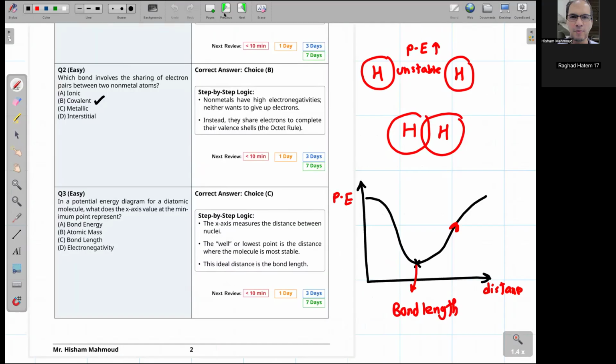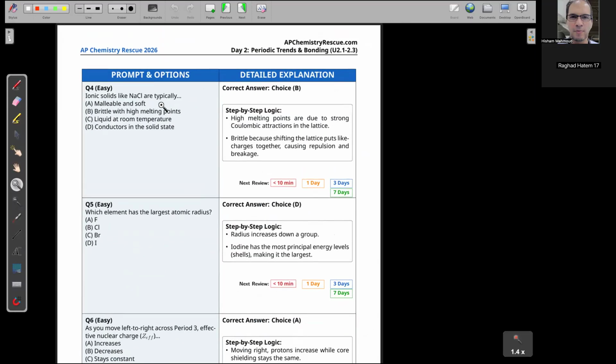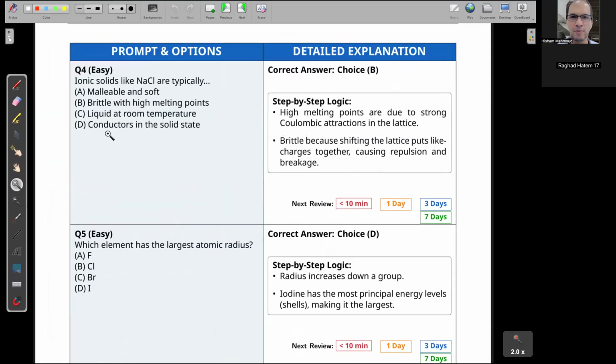Okay, let's see one more MCQ. The answer was C, by the way. The next MCQ, number 4, is asking: ionic solids like sodium chloride are typically malleable and soft, brittle with high melting point, liquid at room temperature, or conductors in the solid state. I know that sodium chloride is ionic. Ionic compounds are not malleable and soft.